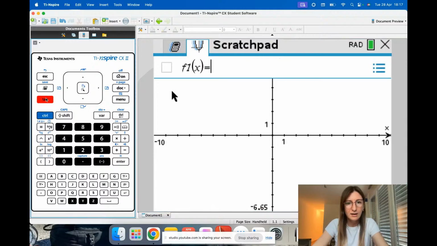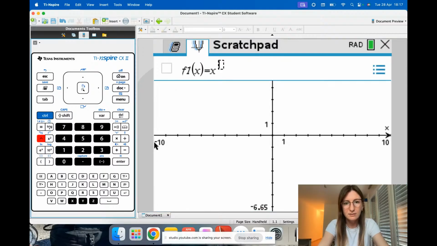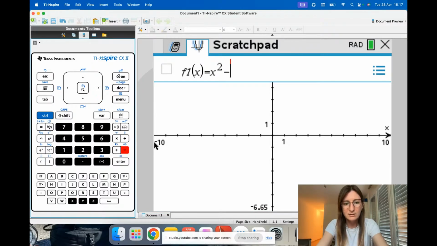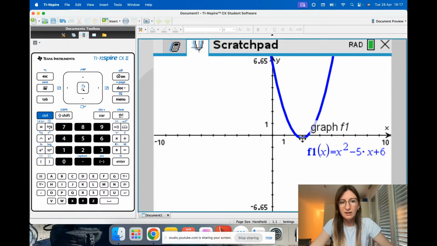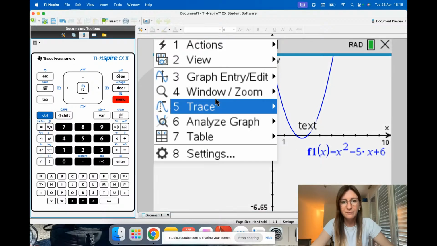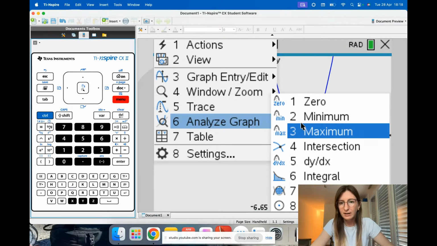Let's say I want x squared minus 5x. I'm just making up a random question now. Okay, I want that one. You can clearly see from this graph that I have a minimum value there. And if I want to find the coordinates of that minimum, I don't actually have to differentiate this function to find it. I can just go menu, analyze graph, and I want the minimum.